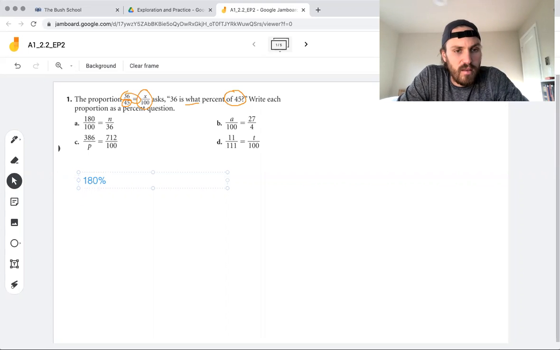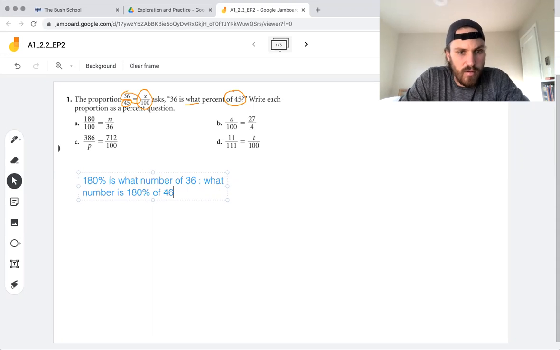Then when I see n, I'm thinking what number? When I see equals, I'm thinking is. So 180% is what number of 36? Probably a more common way to write it would be, what number is 180% of 36?